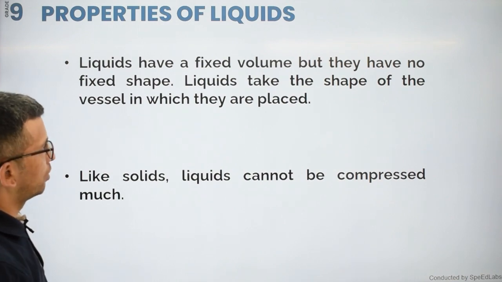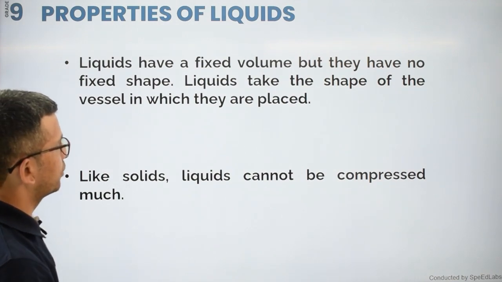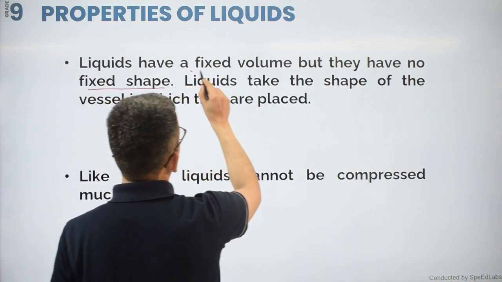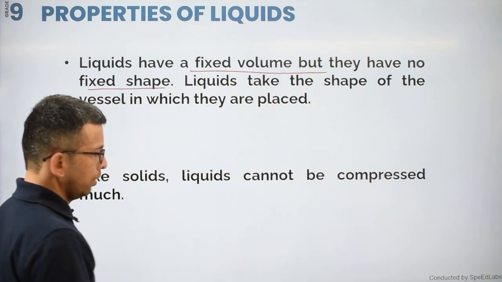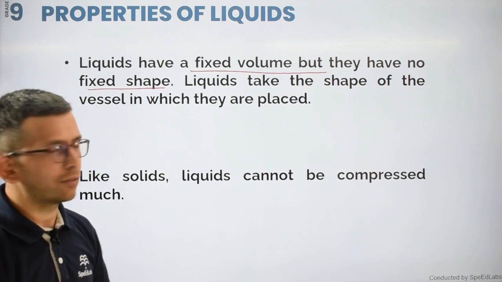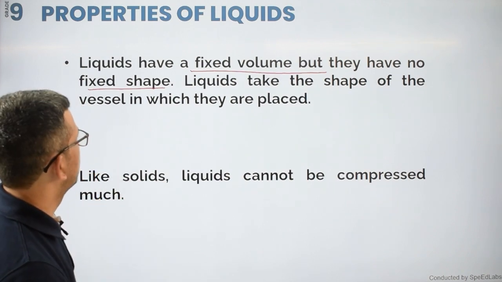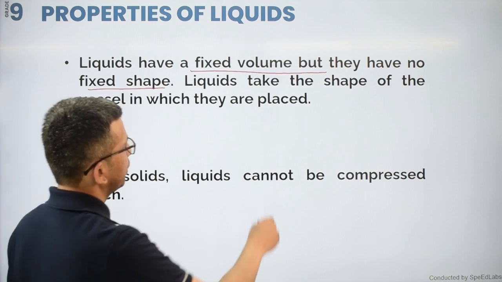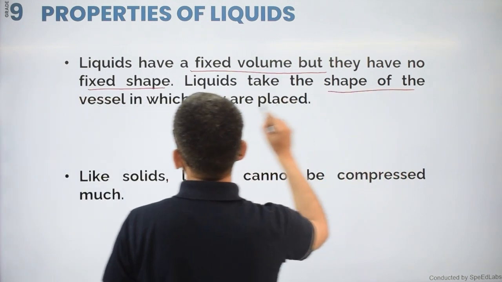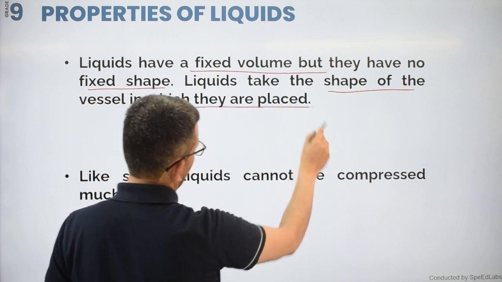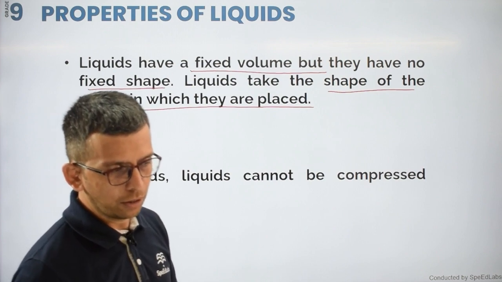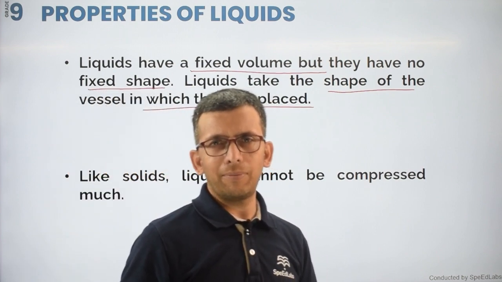Now if I am talking about liquids, liquids have a fixed volume but they have no fixed shape. Please do remember, this is very important. Liquids can take the shape of the vessel in which they are placed. For example, if I fill 1 liter of water in a bottle, it is going to take the shape of the bottle.